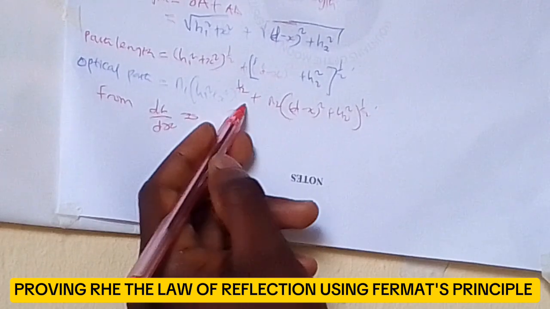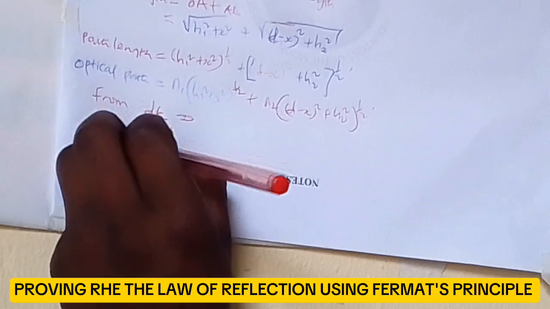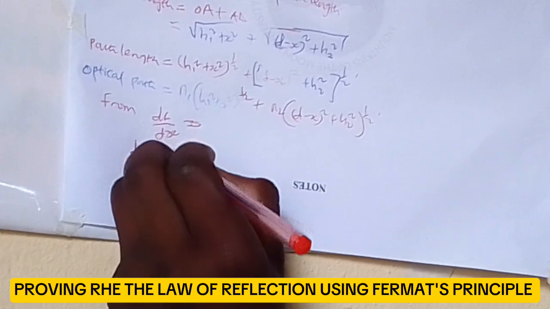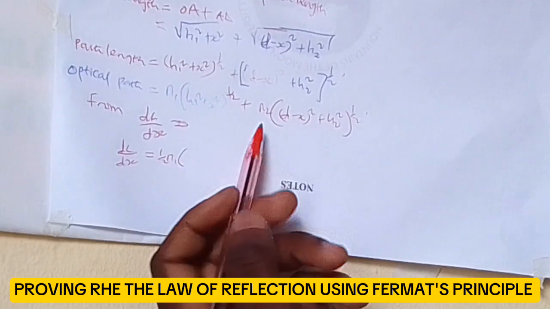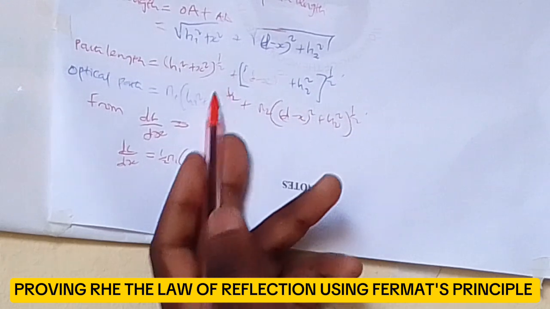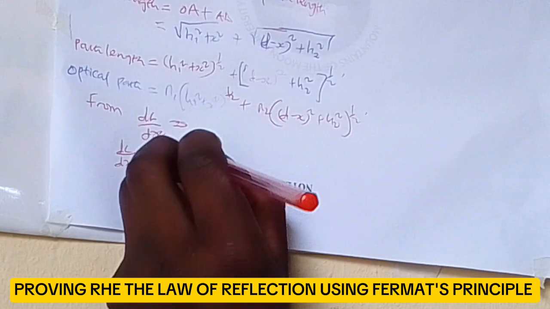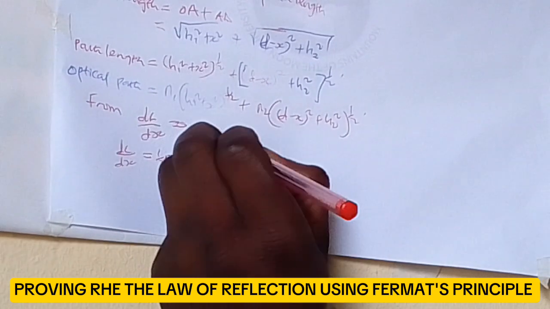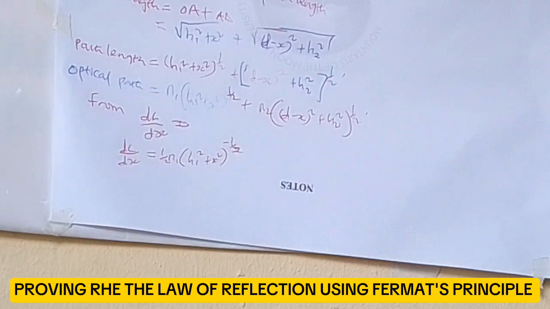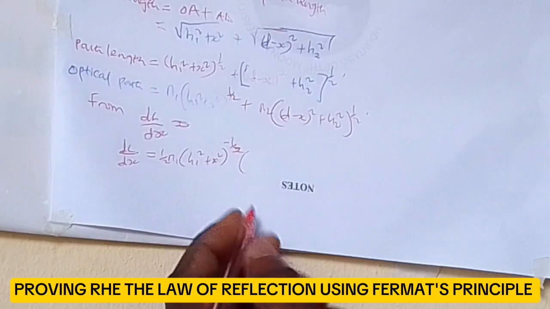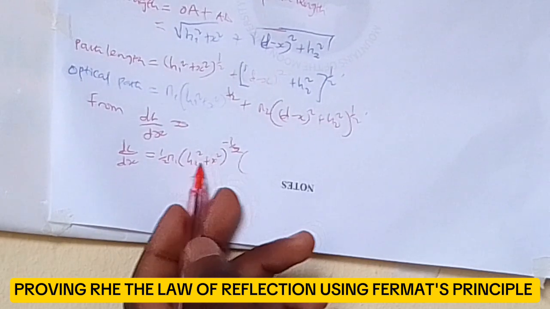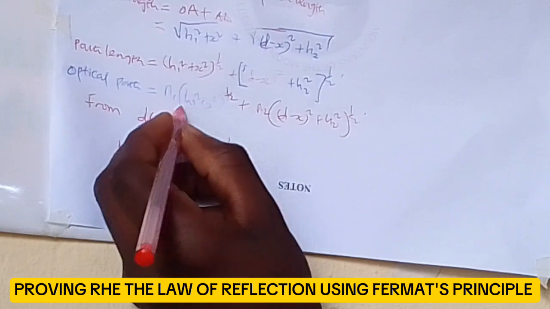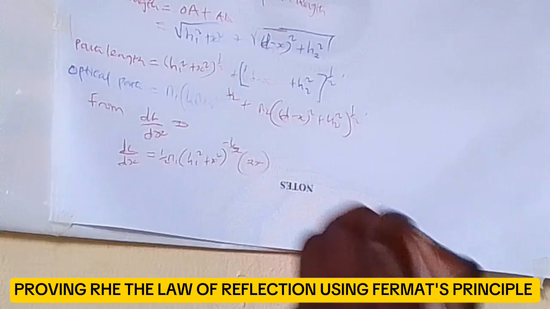Such that when you differentiate this, our dL/dx will be, we are dropping the power first. So it is a half n1 times, we reduce the power by 1 and maintain what is inside here. So h1 squared plus x squared. A half minus 1 is negative a half. Then we differentiate what is inside with respect to x. So what is inside is h1 squared plus x squared. When you differentiate this, we shall remain with 2x.